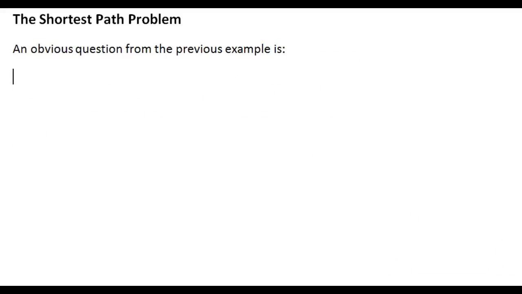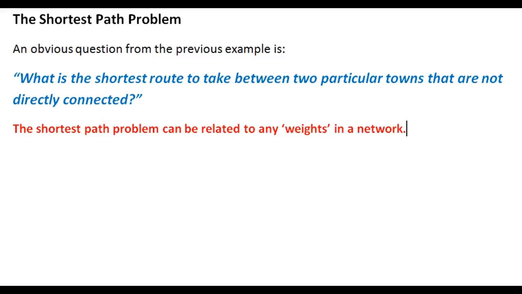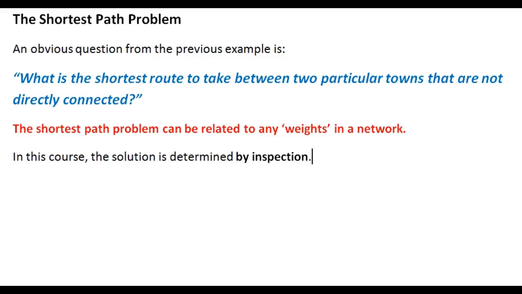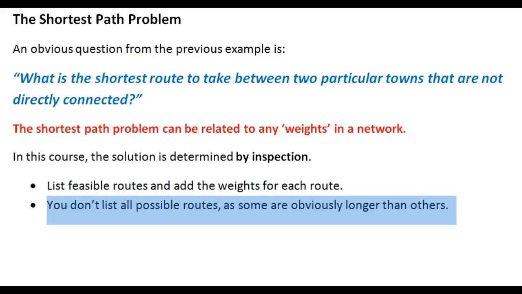An obvious question from the previous example is, what is the shortest route to take between two particular towns that are not directly connected? This is known as the shortest path problem, and it can be related to any type of quantities or weights in the network. In this course, the solution is determined by inspection. Here we first list the feasible routes and add the weights for each route. You don't list all the possible routes, as some are obviously longer than others.